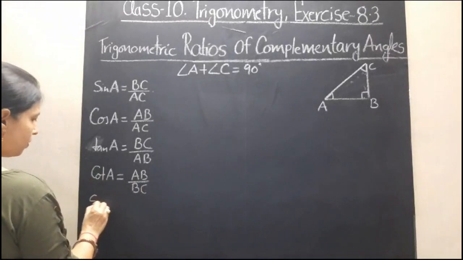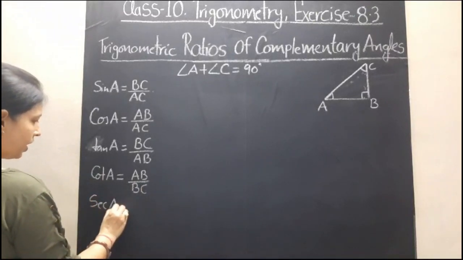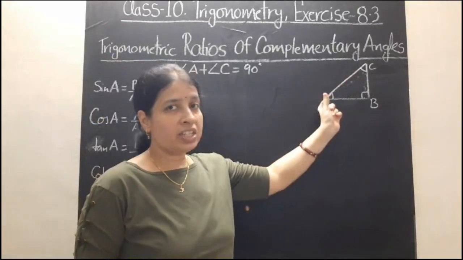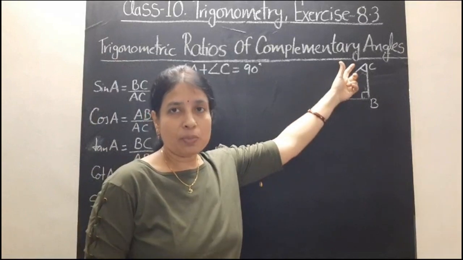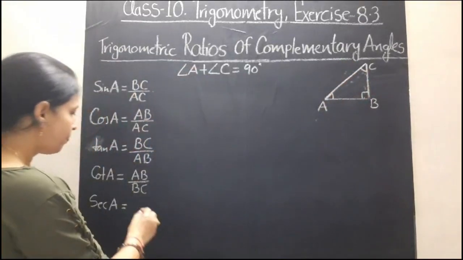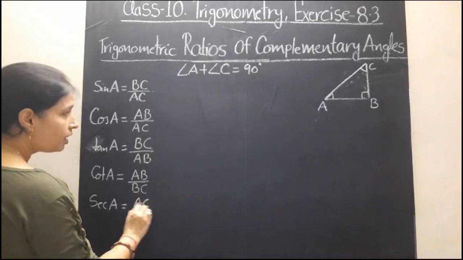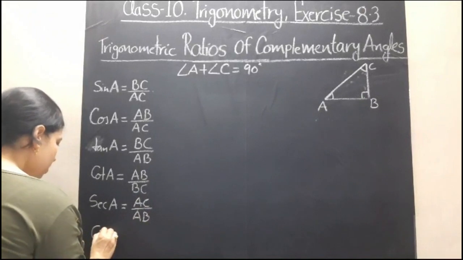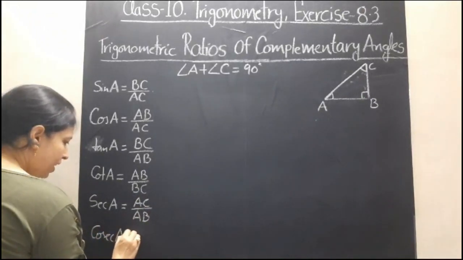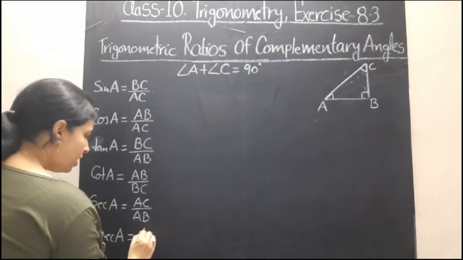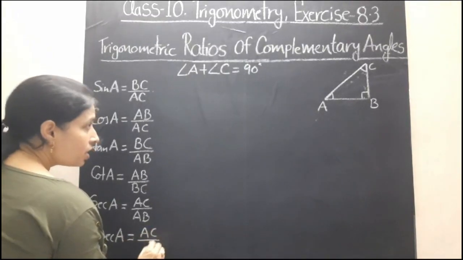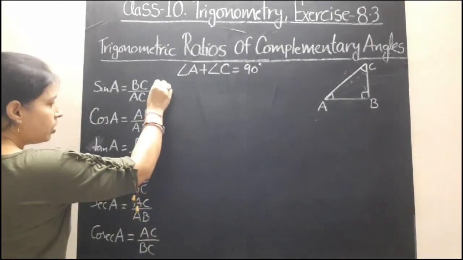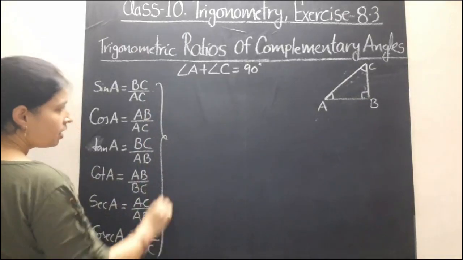After that, sec A. For this angle, base is AB, hypotenuse is AC. So sec A will be hypotenuse by base. Hypotenuse is AC, so write AC by AB. Then cosec A. Cosec A is equal to hypotenuse AC divided by perpendicular distance, that will be BC. So this one is equation 1.